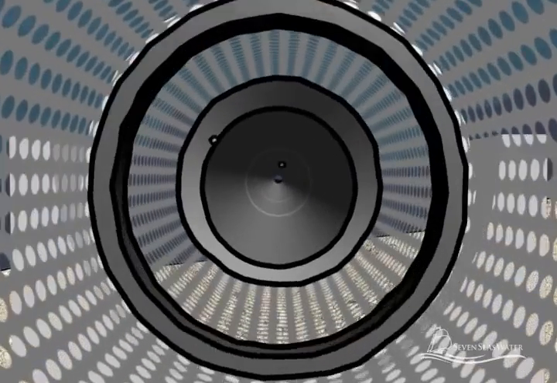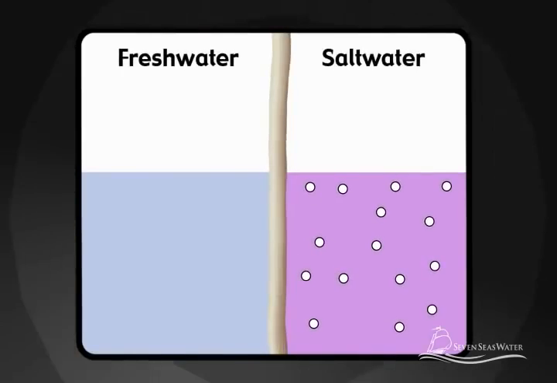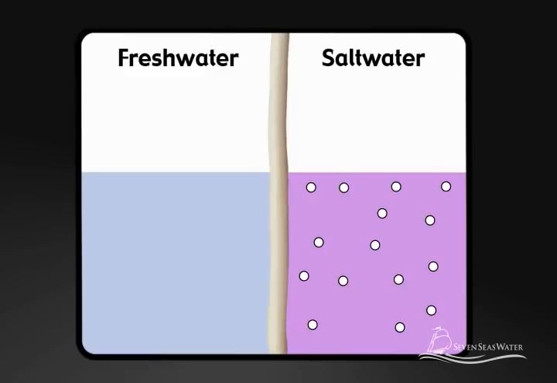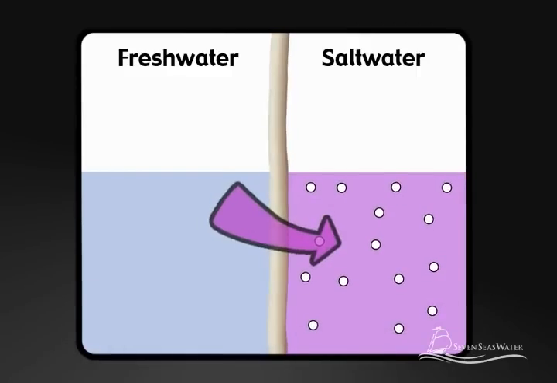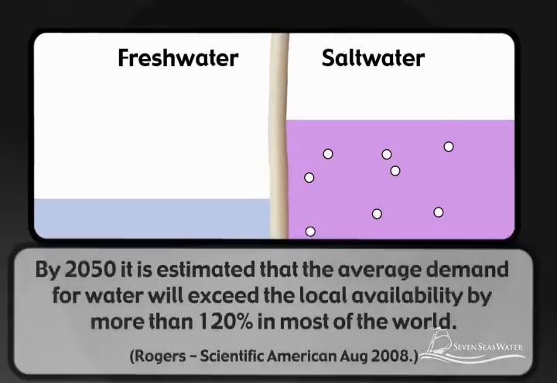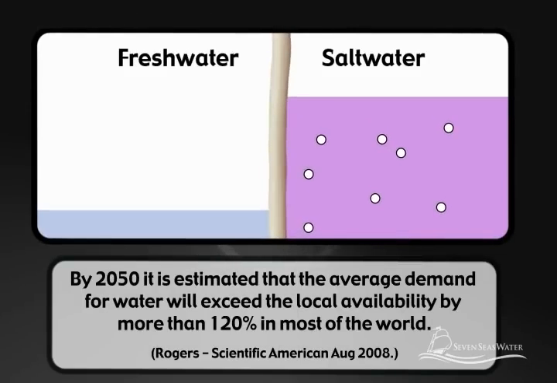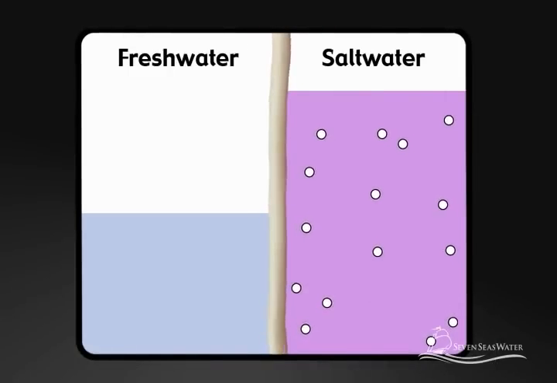Osmosis is a naturally occurring process where a solvent, such as water, passes through a semi-permeable barrier. The semi-permeable barrier, or membrane, allows some things to pass through it, but not others. In nature, the direction of flow through the membrane is from a less concentrated solution, such as fresh water, to a more concentrated solution, such as seawater, until equilibrium is reached.